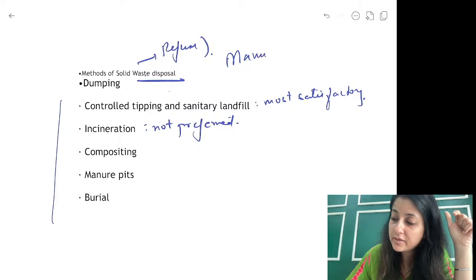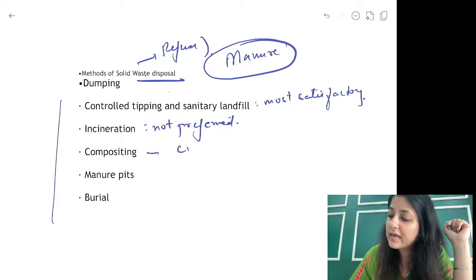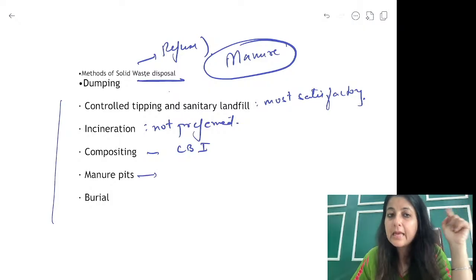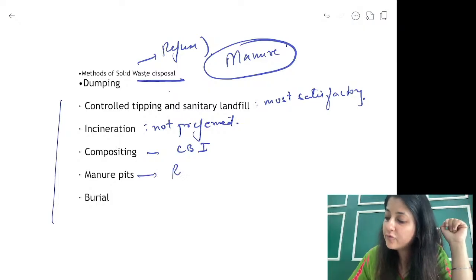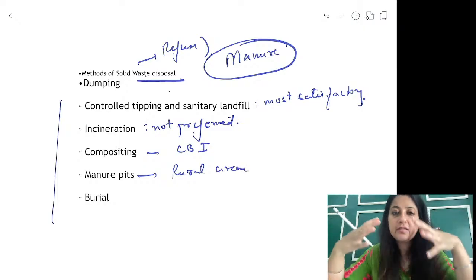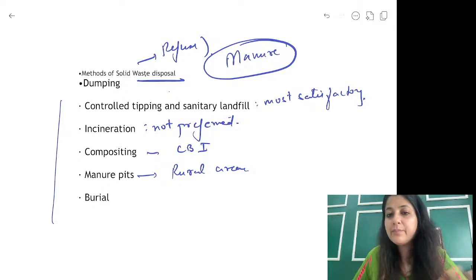Okay, manure is the end product of solid waste disposal. Composting, I can't go into too much detail, CBI. Manure pits are done for rural areas. What do they do in villages? At the back of their houses, they dig two pits almost 2 meters deep. One pit gets filled in 6 months, then the other pit gets filled in 6 months. At the end, we get enough manure for farming.